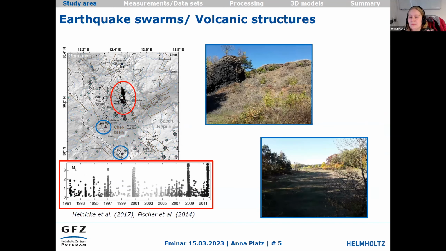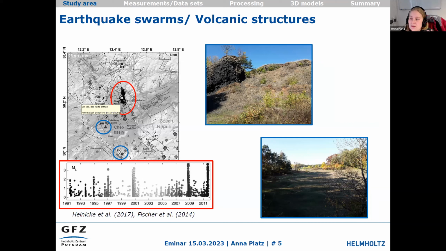Besides this massive degassing of CO2, our study region is also famous for repeated earthquake swarms, which are normally located in the northern part of the study area, shown here by this red ellipse. The seismic energy release in the last 25 years is really focused on this area. Here you see, for example, the local magnitude of these earthquakes in the last couple of years in this region, close to a town called Novi Kostel, shown here on the map.